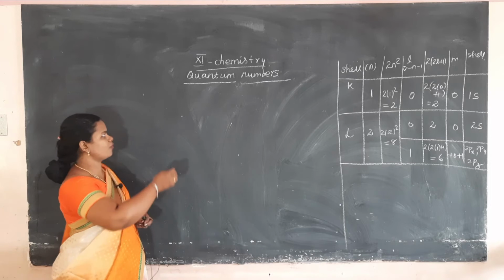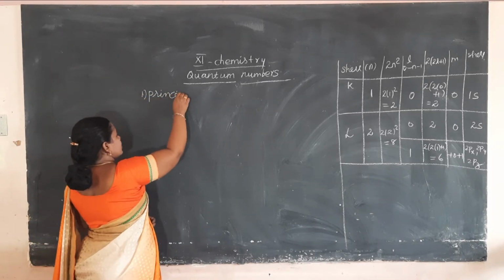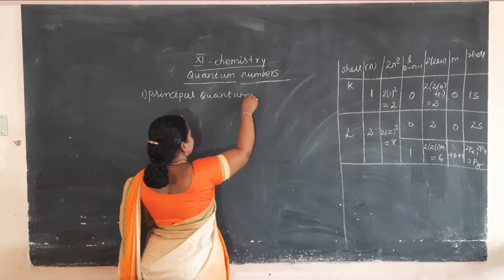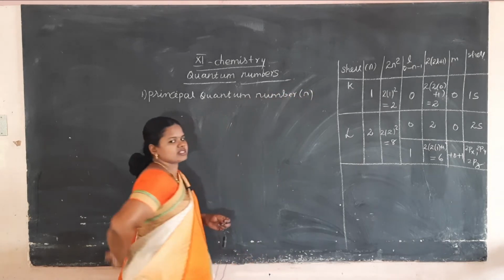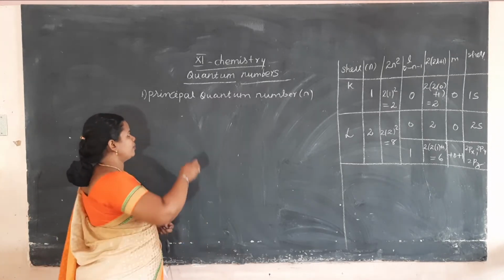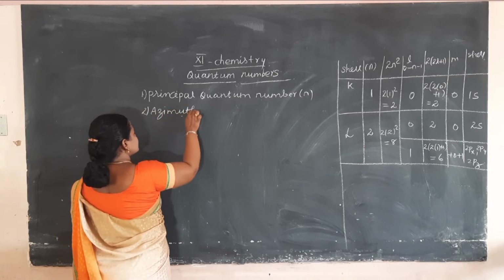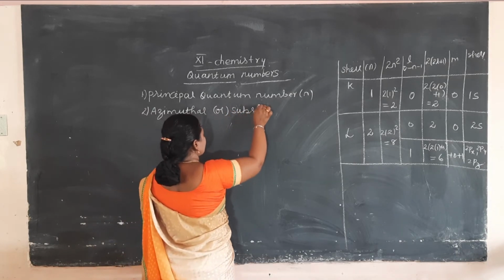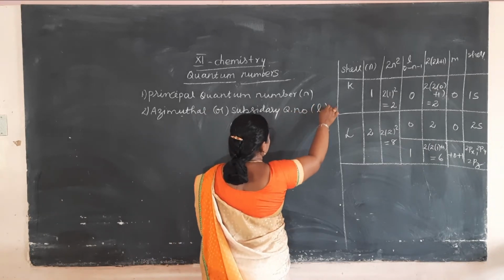There are 4 types of quantum numbers. The first one is the principal quantum number, which is represented as n. Then we'll learn about the azimuthal quantum number or subsidiary quantum number, which is represented by the letter L.